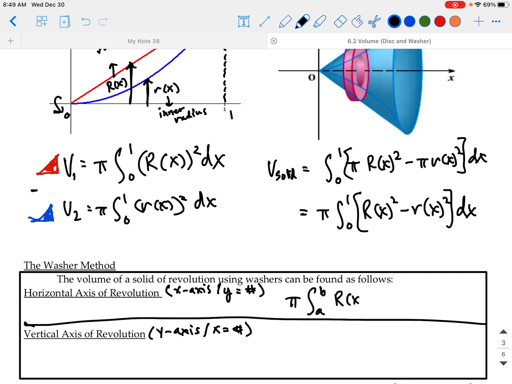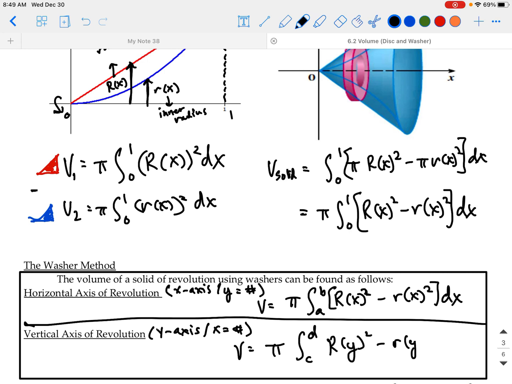So the integral from a to b of the outer radius volume minus the inner radius volume, which we can combine into a single integral expression like this. And then for our vertical, it's still going to be the same. But now we're going to be integrating along the y-axis, and we'll have functions of y instead of functions of x. Okay, so this is just going to require us to find both radii and then apply the volume integral expression.